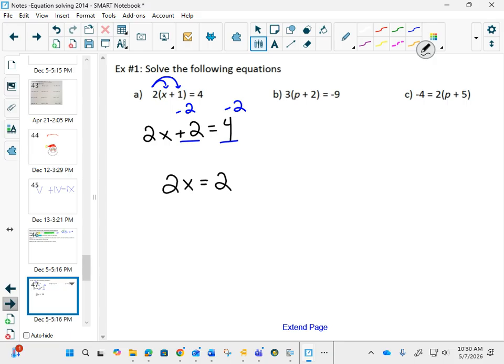Now what's the opposite of multiplying by 2? Divide by 2. If I divide by 2 on this side, I have to divide by 2 on this side. This will give me just x, and 2 divided by 2 is 1. You do a lot of work, it makes sense in the end to circle your final answer.